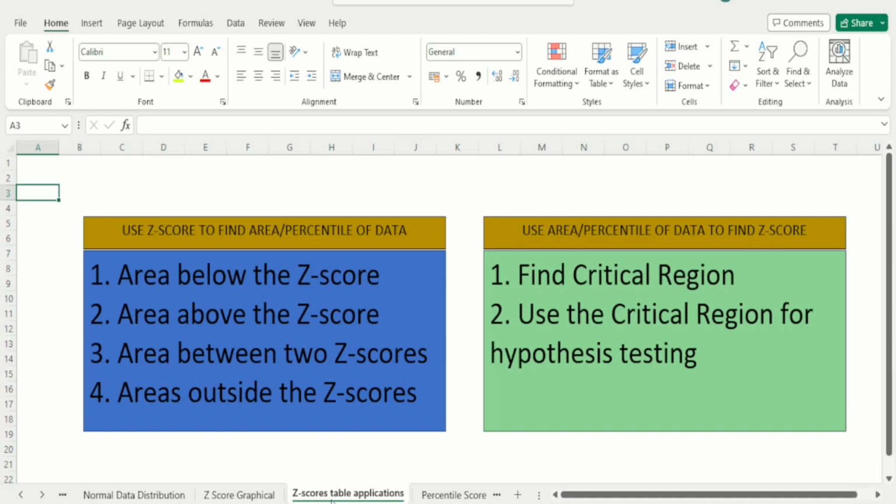For today, we are going to first try and understand the applications that we have on the left hand side, which is the area below the z-score.